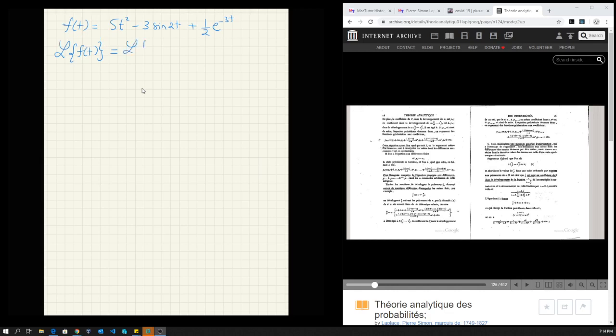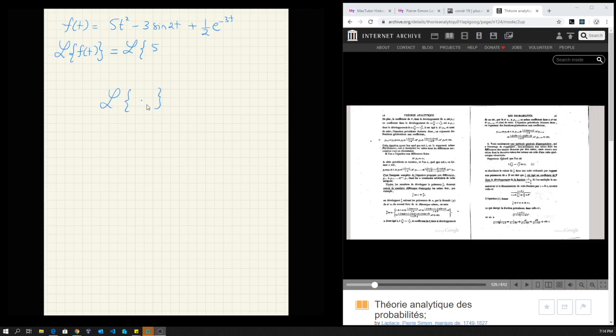So according to our Laplace transform, we use this L and these curly braces to show that. So when you write it like this, that doesn't mean anything. This just means it's the Laplace of something.